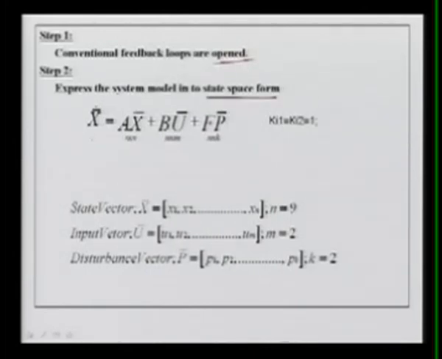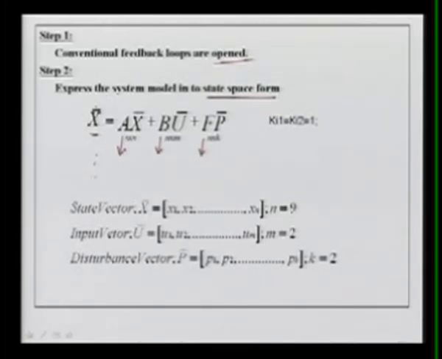Means we have to represent that x dot is equal to AX plus BU plus FP. So here we can express the system into the state space form, that's x dot must be equal to AX plus BU plus FP. Here A is your state transition matrix, B is your input matrix, and F is your disturbance matrix.